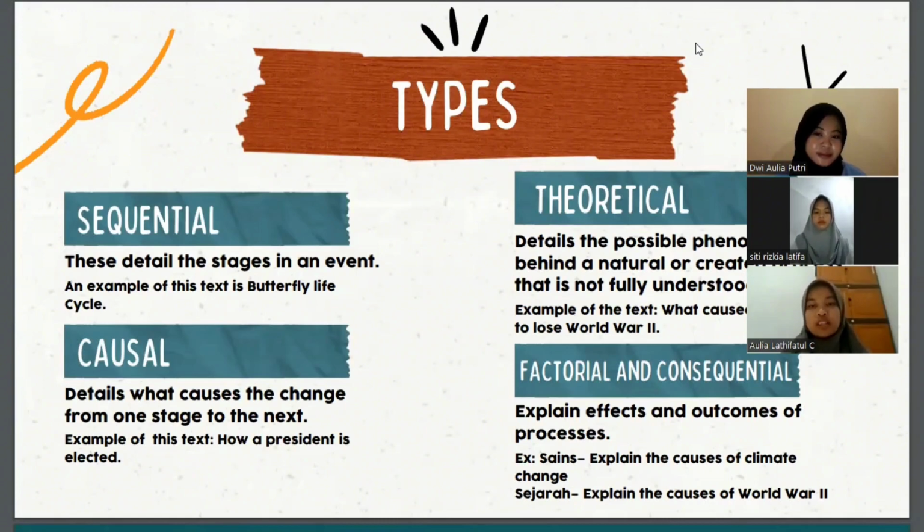Theoretical. It tells the possible phenomena behind a natural or social process that is not fully understood. An example of the text: what caused the Nazis to lose World War II. Pictorial and consequential. It explains the effects and outcomes of a process. Examples: explain the causes of climate change; explain the causes of World War II.